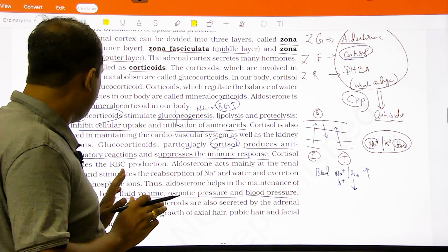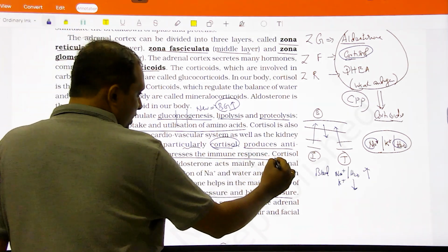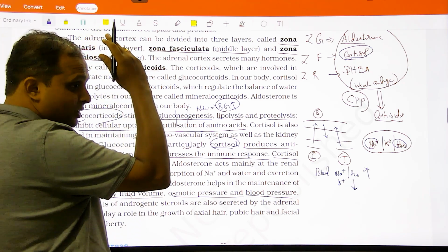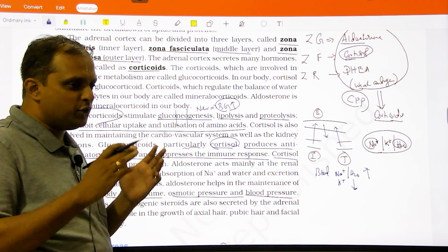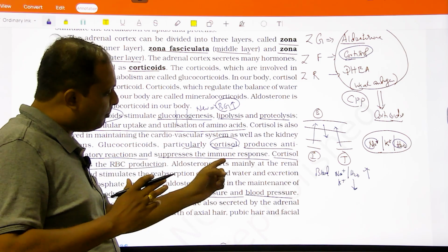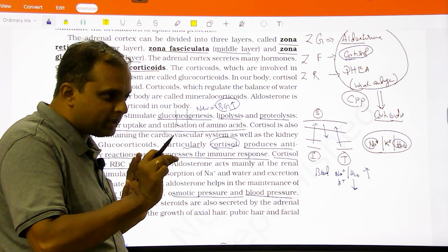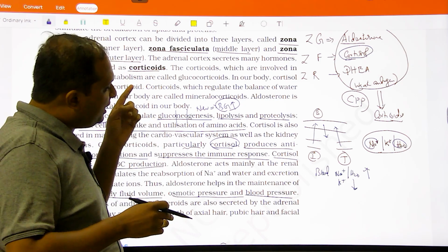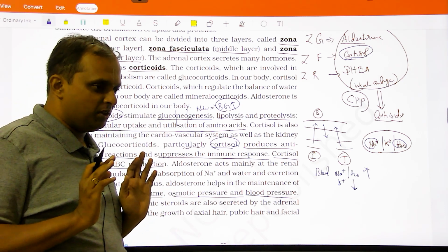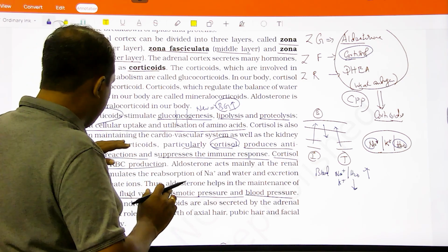Clear? And here you can also see cortisol stimulates RBC production. We have seen this in thyroid. So for each and every hormone, its function, anatomical position, where it is located, what its function is, everything should be completely noted and understood. Each and every line of this could be a possible MCQ. Clear? Right? Again, this is the aldosterone part.